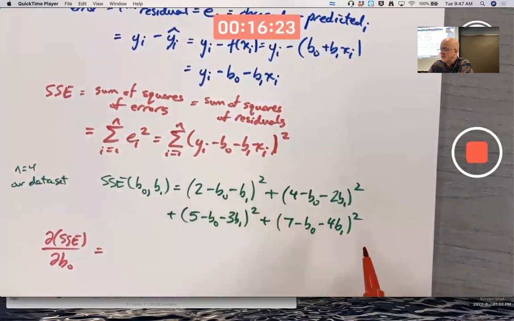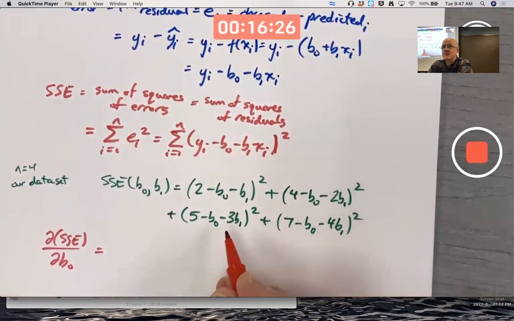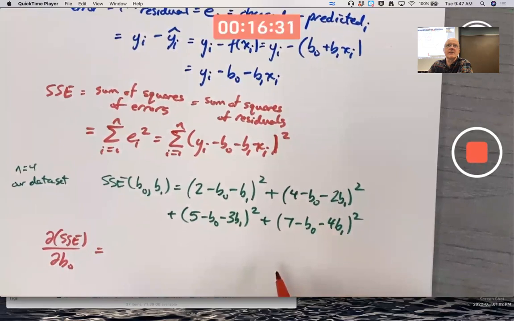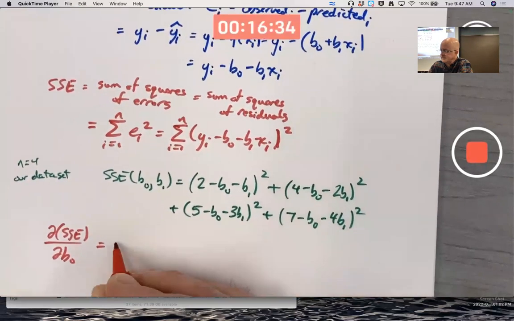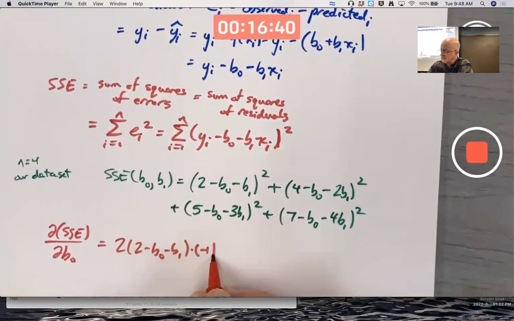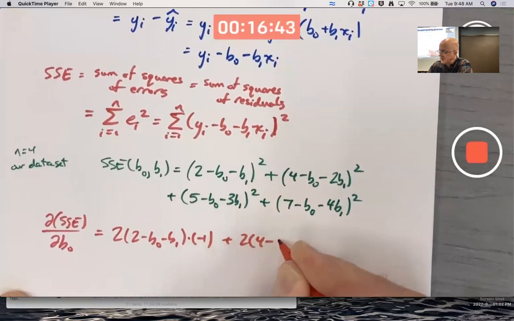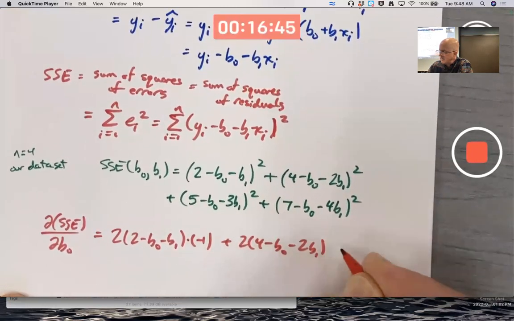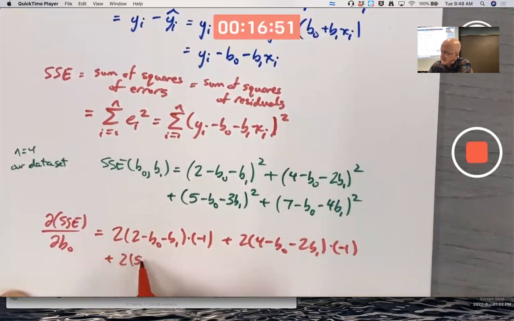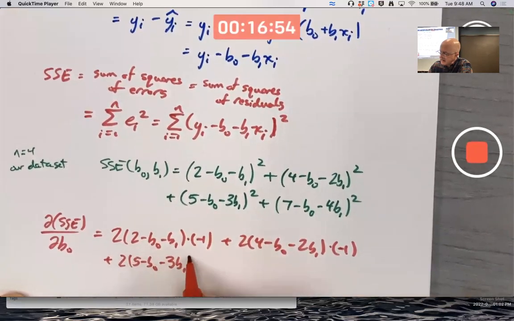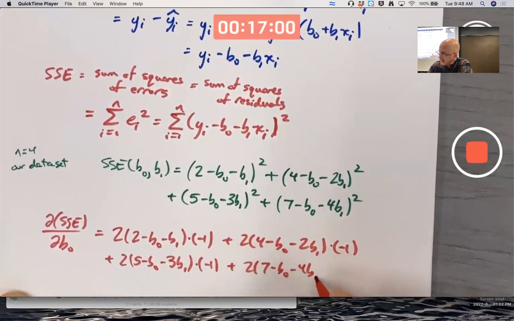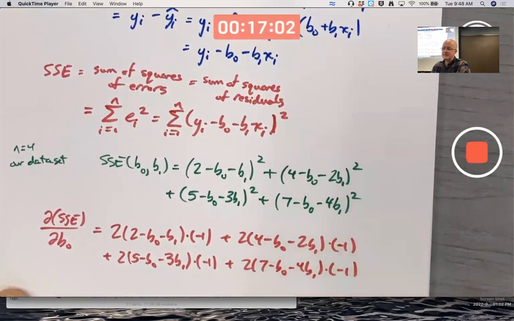So in each case, you're going to bring down the 2. And with the derivative with respect to B0, the coefficient of each B0 inside the parentheses is -1. So the chain rule is just going to give an extra factor of -1. Make sure you are checking my work to make sure I don't make a mistake. And tell me if you see any mistakes.